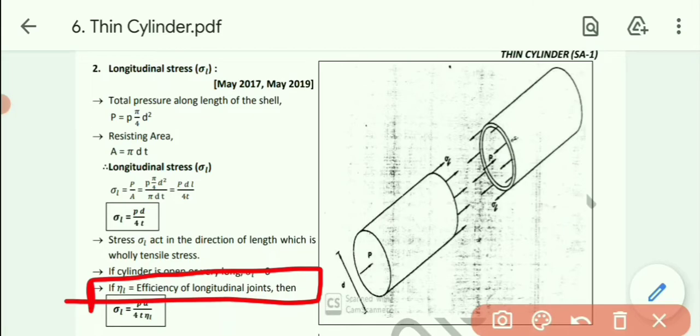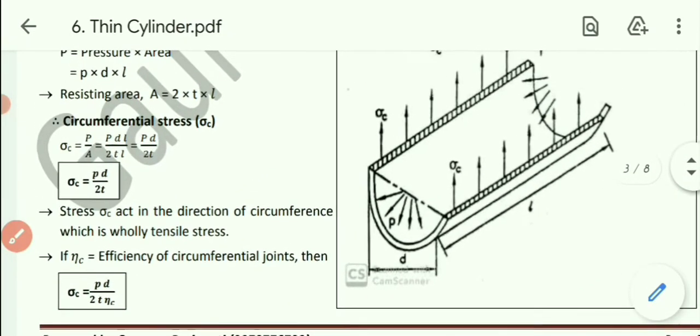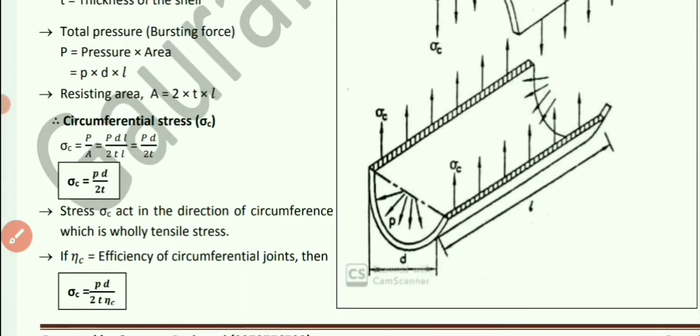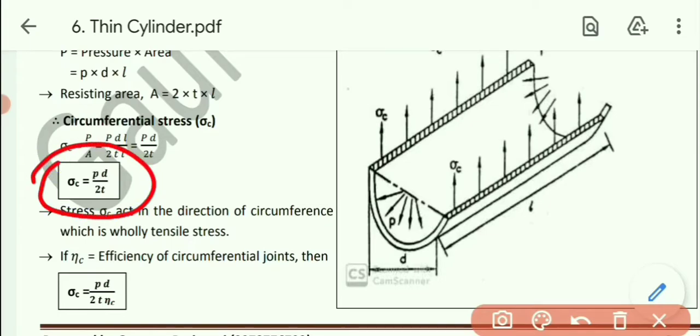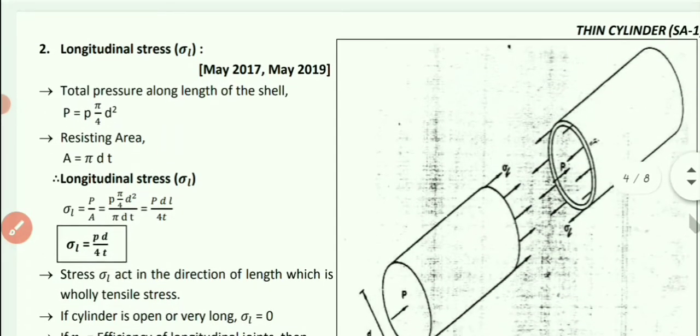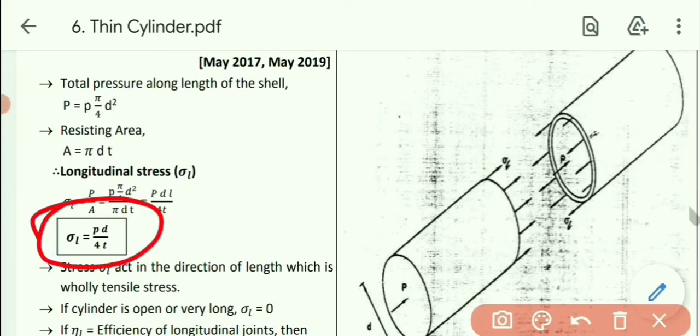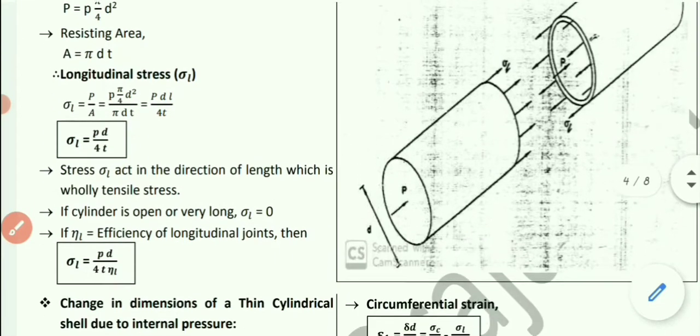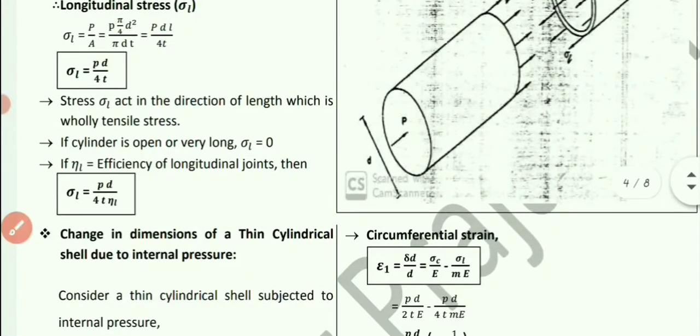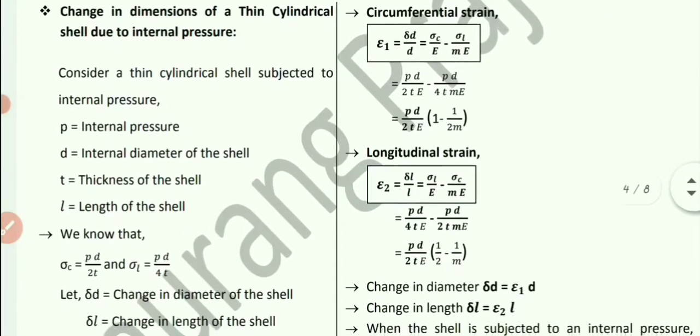So we have shown two formulas. Number one, the circumferential stress, that is PD divided by 2t. And another, the longitudinal stress, the formula for which is PD divided by 4t. So these are the two formulas which will be used for the hoop stress and longitudinal stress.